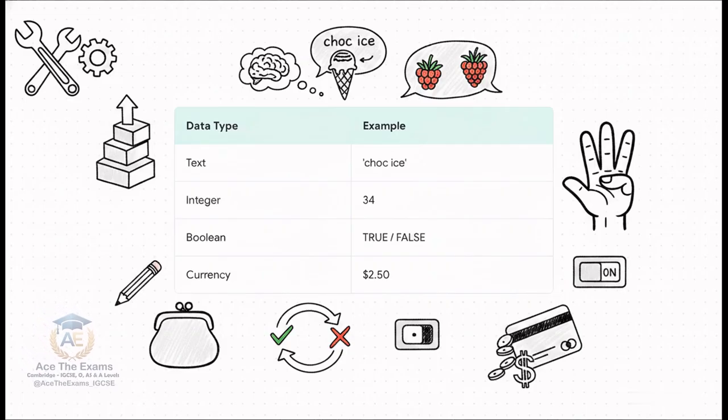Okay, let's break down the 4 basic data types required by the 0478 syllabus. I want you to mentally map these to everyday items as you look at this table.